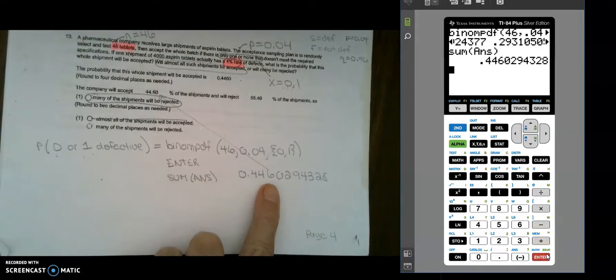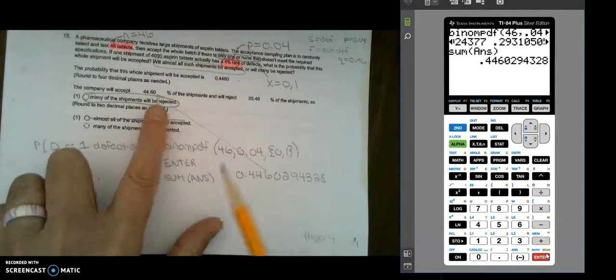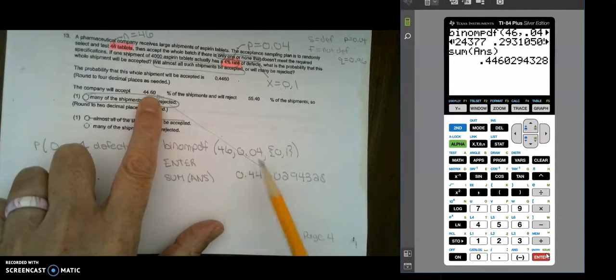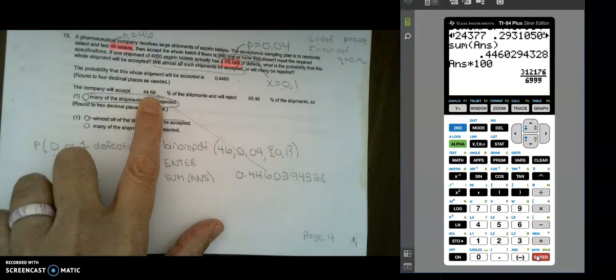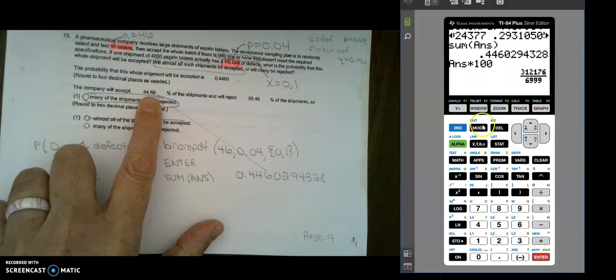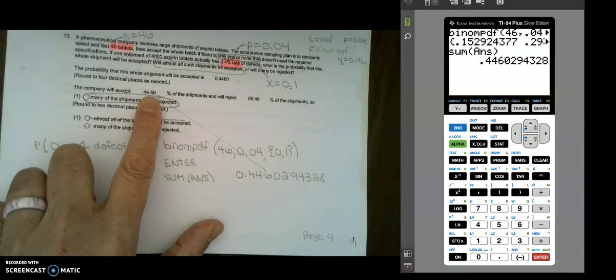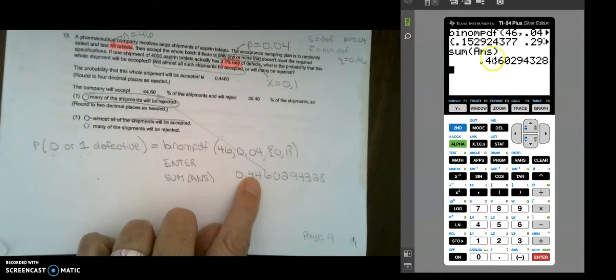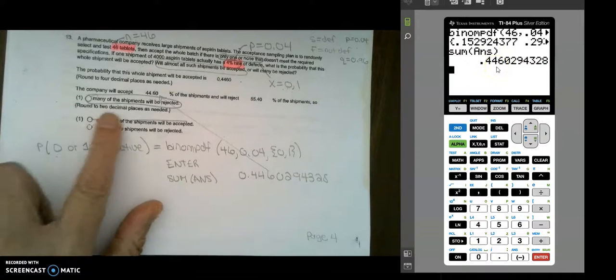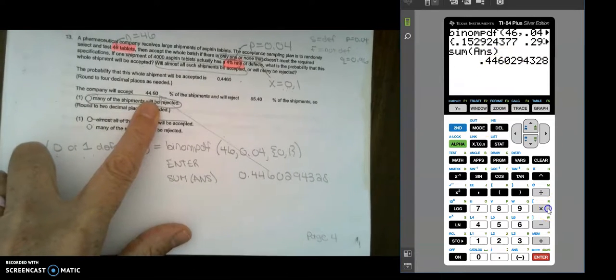And my answer is 0.446. Up here they say what percentage. So if I take that times 100, oops, I keep forgetting that it's in the wrong mode here. Let me switch that here. Okay, so I set my calculator, now it's in decimal form. It was in fraction form before. So this is the probability I got. I'm going to take that and multiply by 100 to get the 44.6.